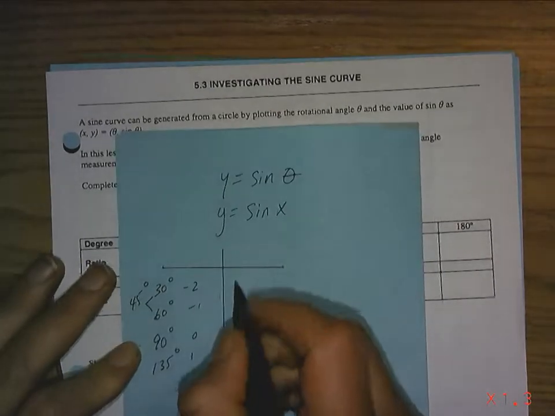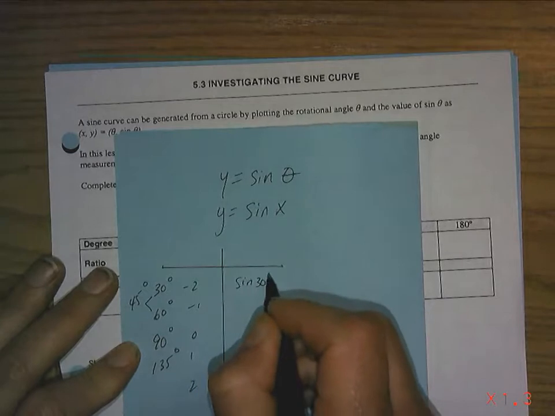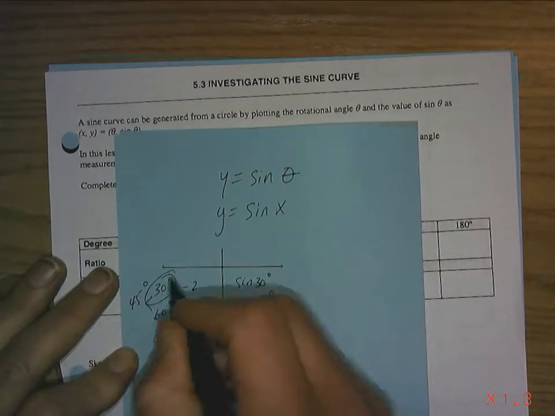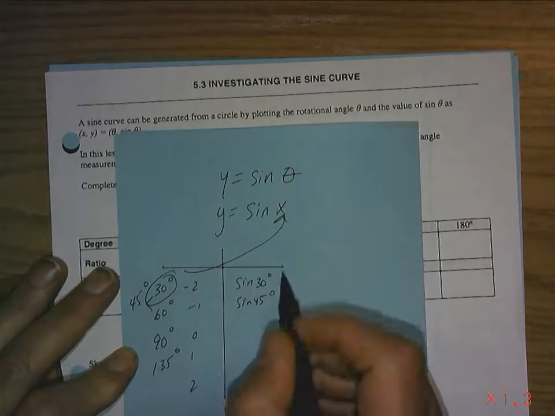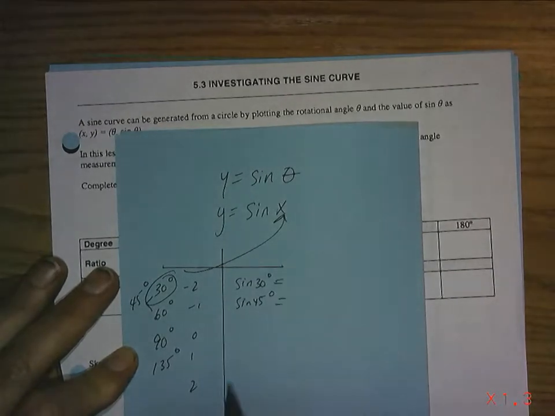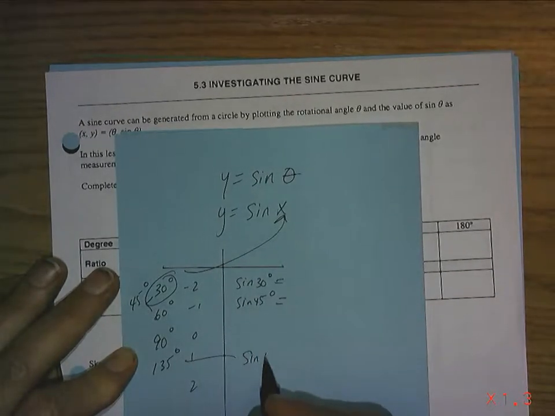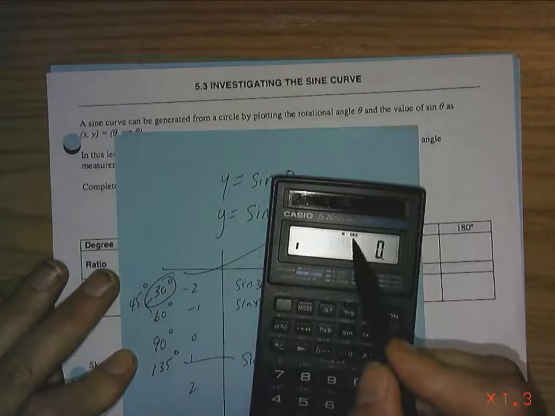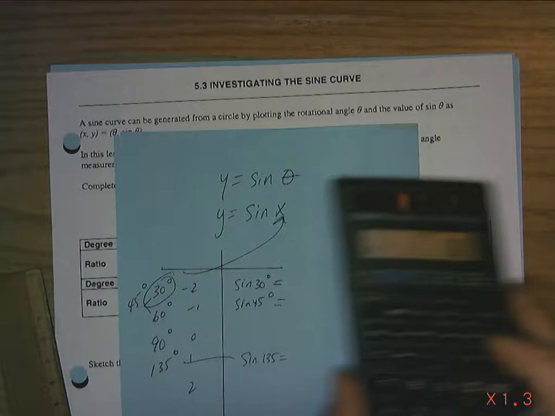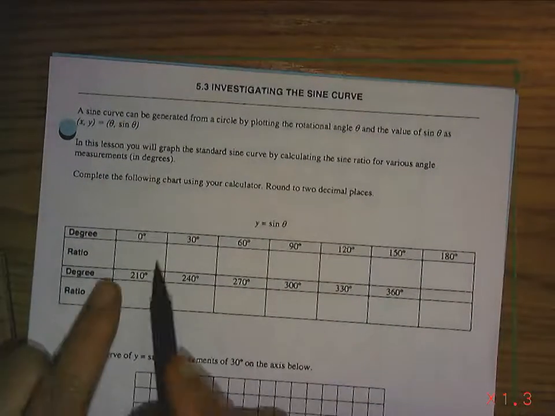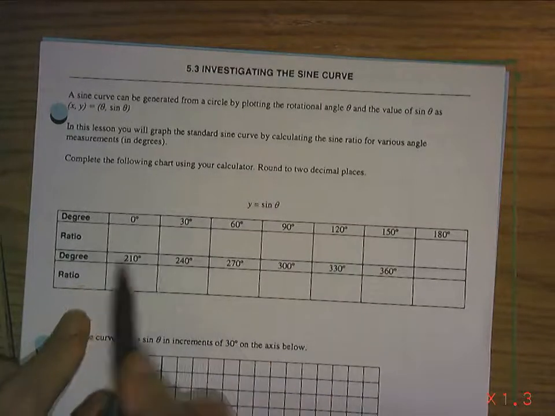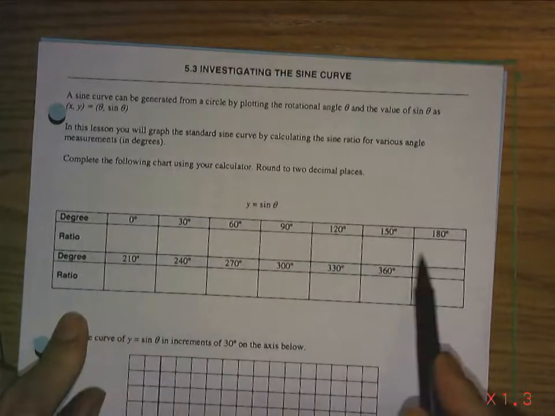And over here, these would be the answers that I get when I do sine of 30 degrees, sine of 45 degrees. So I take this value and I plug it in, and I calculate this decimal that comes out. So this one will be sine of 135. So we're going to need to use our calculators. We're going to need to make sure that we're in degrees, and we're going to go through and calculate. Now, right off the bat, we're going to see here that I have a chart, my degrees along the top, and my ratio is down below.